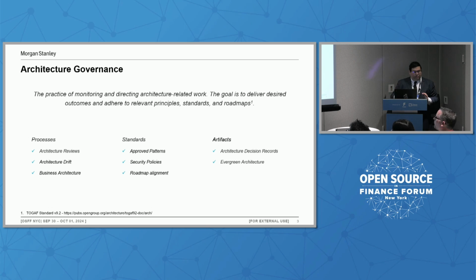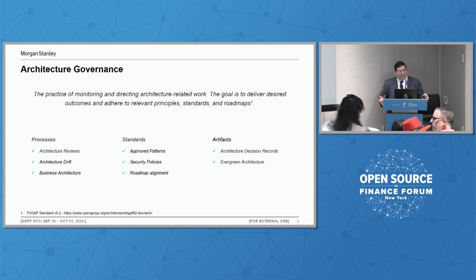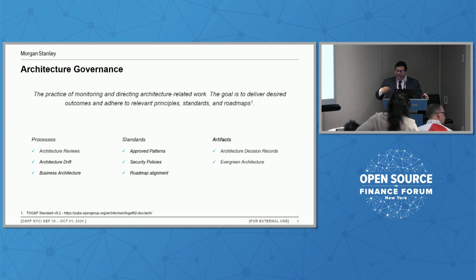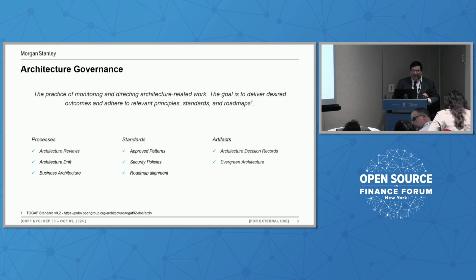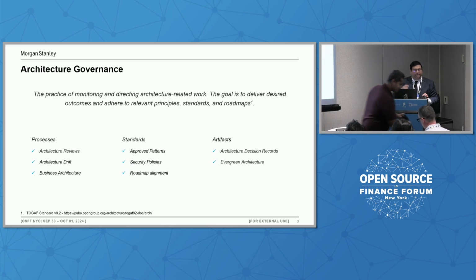So it's the practice, which means that it has certain processes associated with it, it has roles, it has artifacts, all those different things that are associated with the practice. And then it is the practice of monitoring, which means there has to be something that it is compared against, and directing, which means that there is some consulting or some advising, some kind of that role involved in any architecture-related work. Of course, we're talking about software here, but the same thing can happen to any architecture.